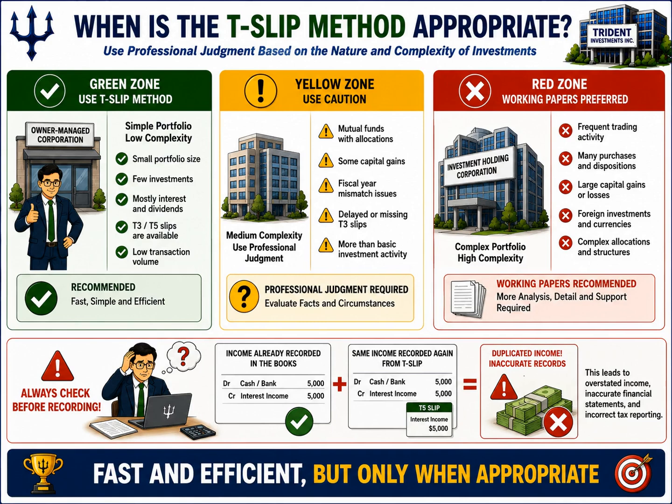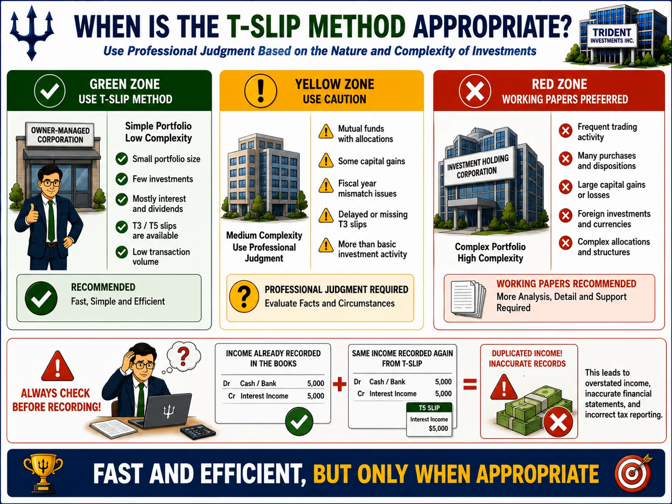By now, we've seen how methodology 2 allows Trident to record investment income directly from T3 and T5 slips. The process is fast, efficient, and often much simpler than preparing detailed working papers. But that raises an important question. Should this method always be used? The answer is no. Like many areas of accounting and taxation, the correct approach depends on the circumstances.